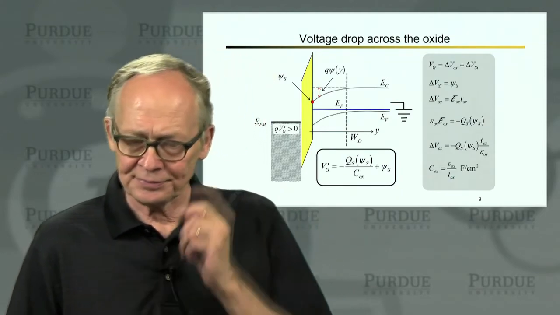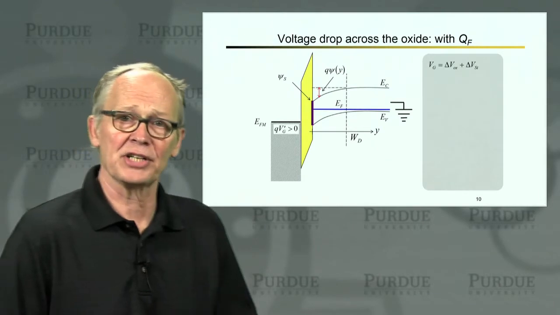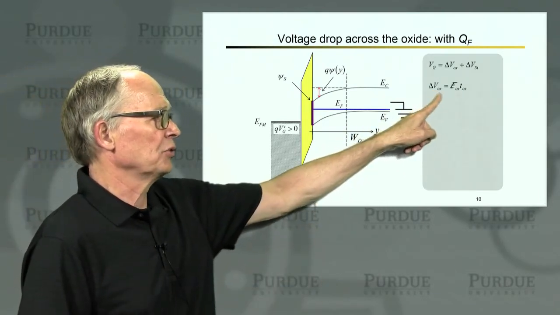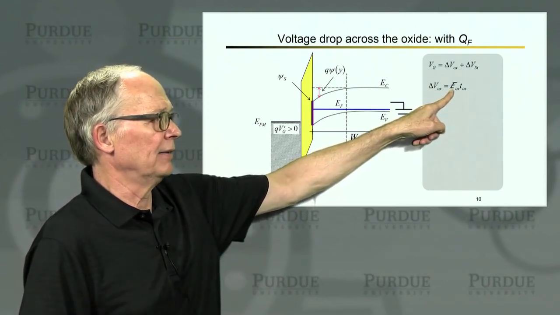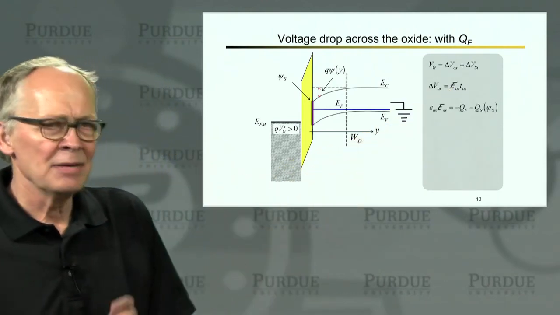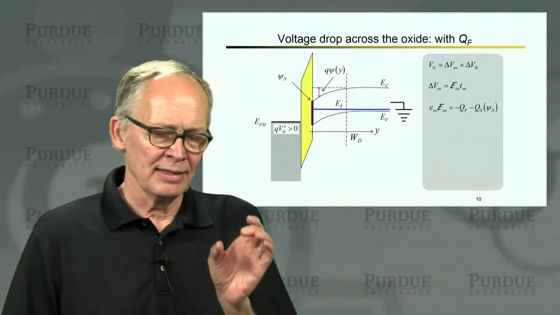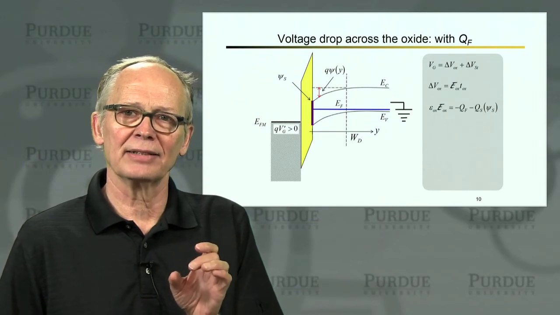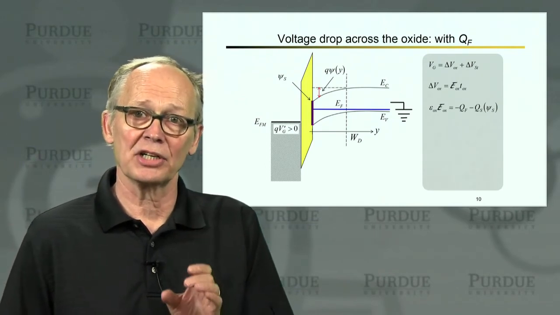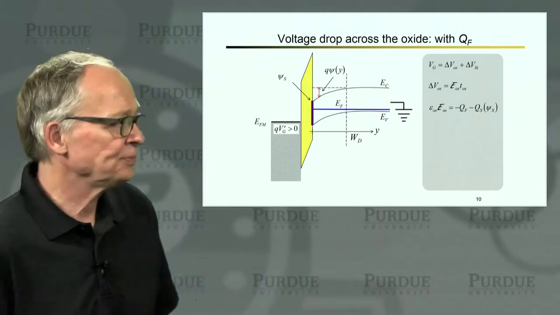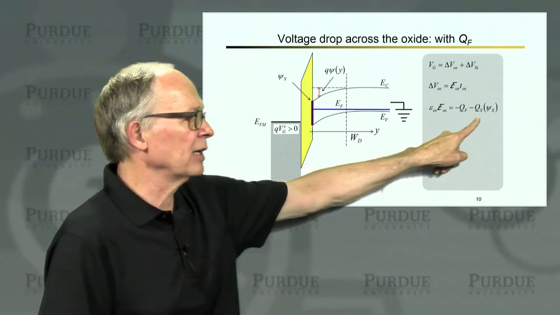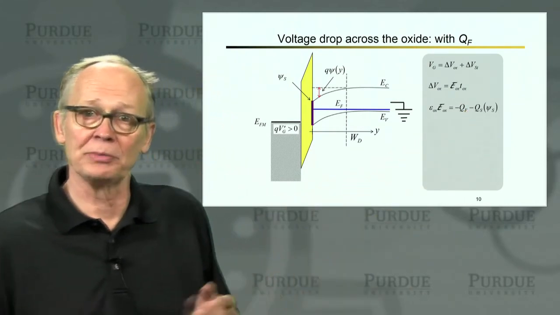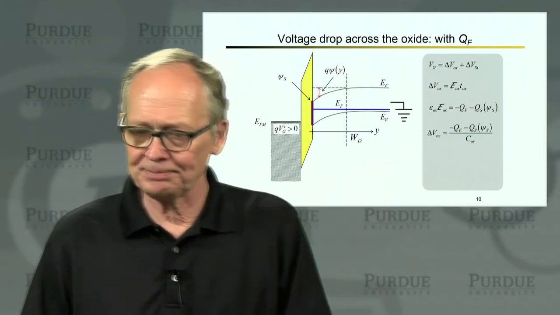What changes? Well, it turns out not very much changes. We do the calculation in the same way. We calculate the volt drop across the oxide. That's the electric field across the oxide. But now, when we use this relation, the displacement field in the oxide is equal to the charge in the semiconductor, we also have to add the charge sheet at this interface. So we have the charge in the semiconductor that we had before, but we also have this fixed charge. Both charges matter. So we put both of them in.